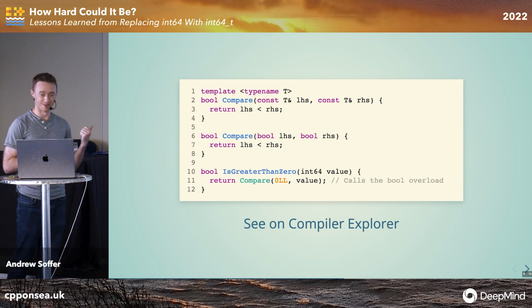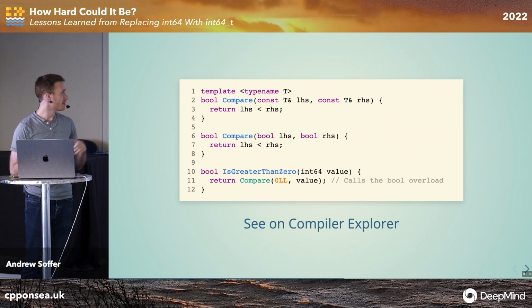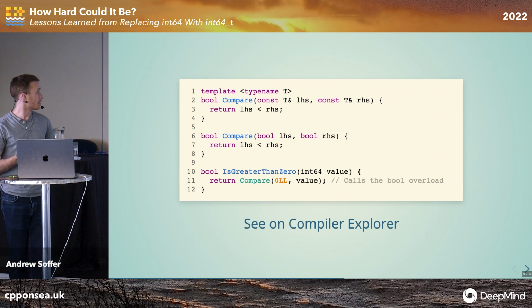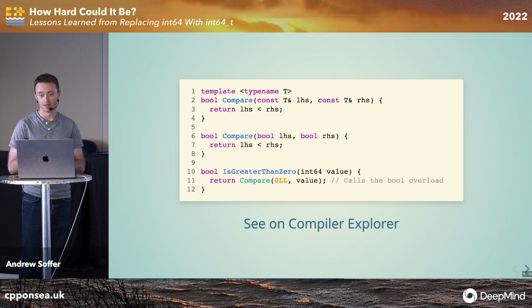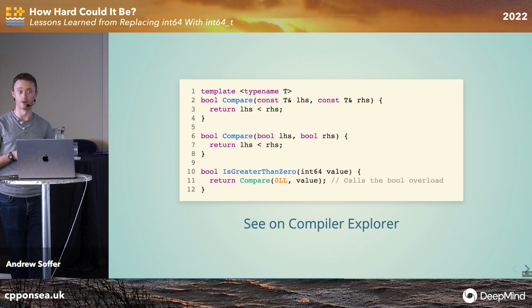So what's happening here? Just as before, we look at the template and we say, well, these two types don't match, so we can't call the template. But substitution failure isn't an error.